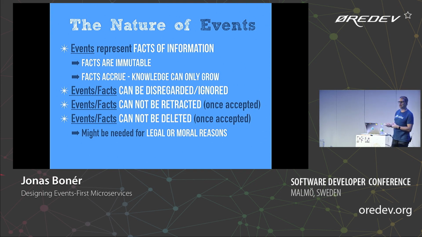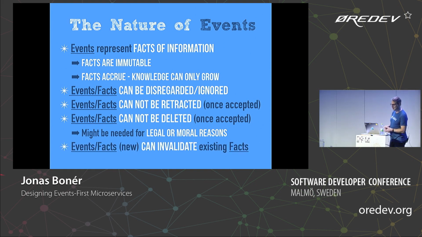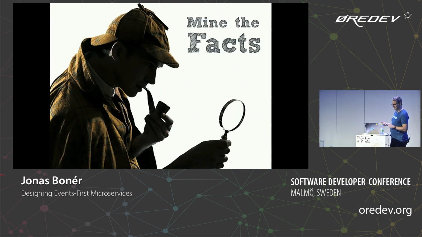Of course, with GDPR and everything, there might be reasons for us software engineers to delete facts, for moral reasons, for legal reasons, and things like that. But the conceptual framework of how I think about events is that they can't be retracted, they can't be deleted. However, naturally, new facts that arrive into the system can, of course, invalidate existing facts. That's how knowledge evolves. Okay? Are you with me? Great.